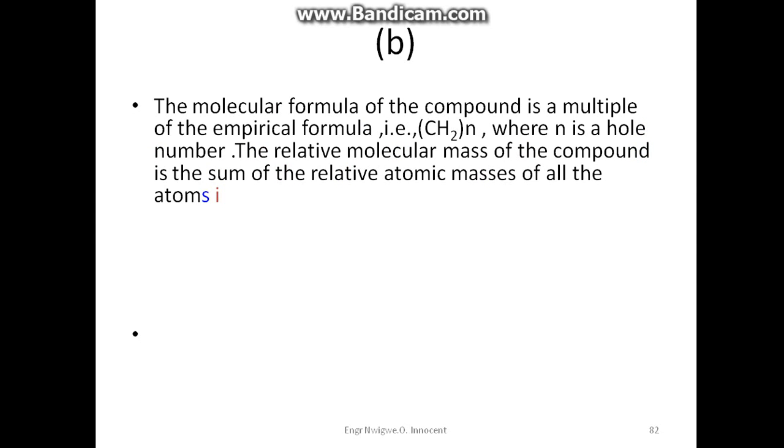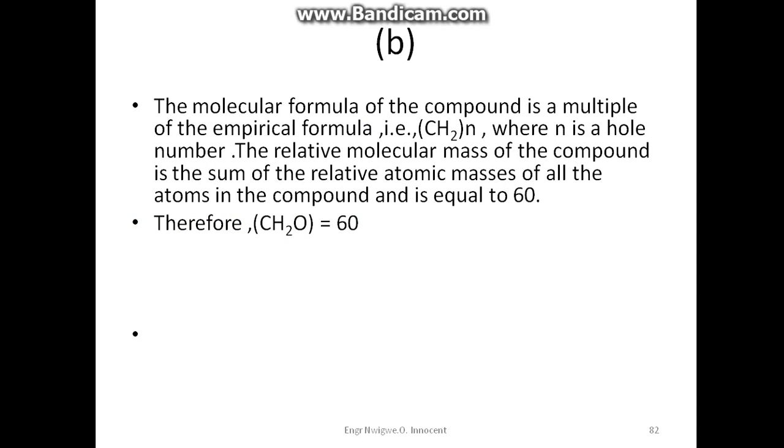Now, for the second question, it says that if the relative molecular mass is 60, what is the molecular formula of the compound? The molecular formula of the compound is a multiple of the empirical formula, that is (CH2O) times n, where n is a whole number. The relative molecular mass of the compound is the sum of the relative atomic masses of all the atoms in the compound and is equal to 60 from the question. Therefore, (CH2O)n is equal to 60.